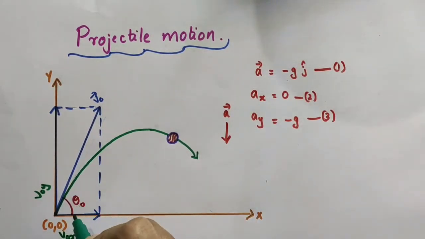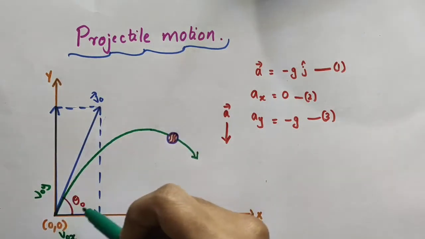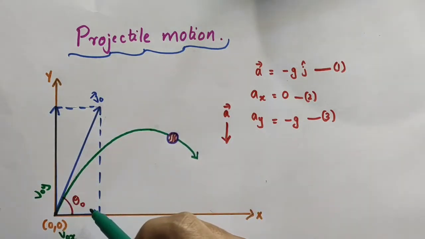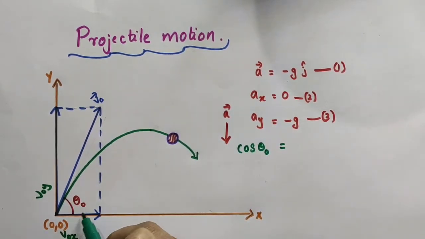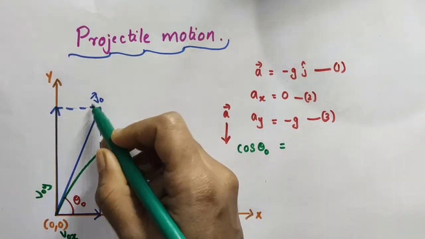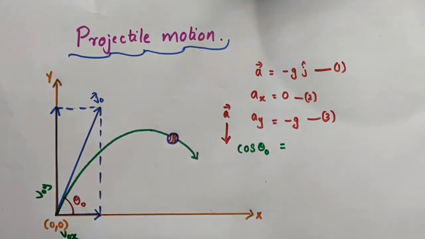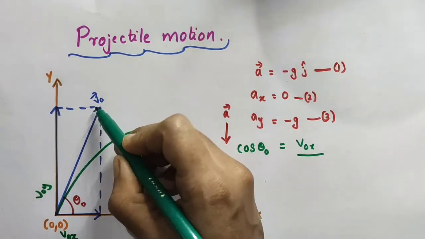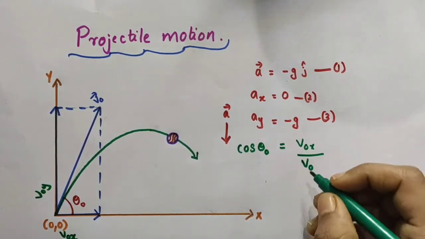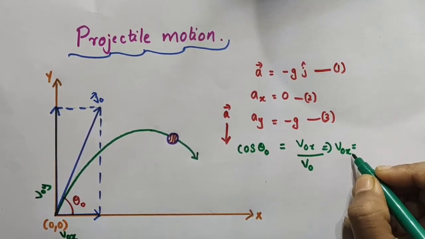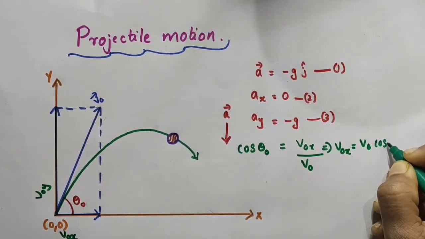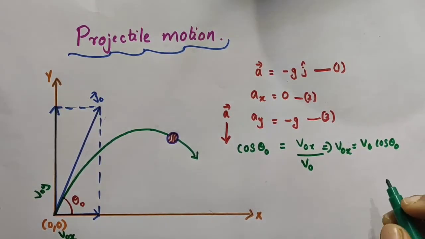So how can we find out the x and y components of this initial velocity? You just want to consider this triangle here. Alright, so if I'm finding cos theta 0, it is equal to the adjacent side by the hypotenuse. Adjacent side means the x component of initial velocity, that is v0x, divided by the hypotenuse, which is the magnitude of vector v0. So we can write the x component of initial velocity, v0x, as v0 into cos theta 0. Alright, I am taking this as equation number 4.